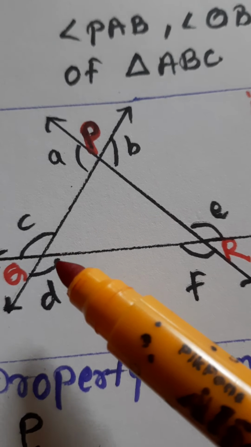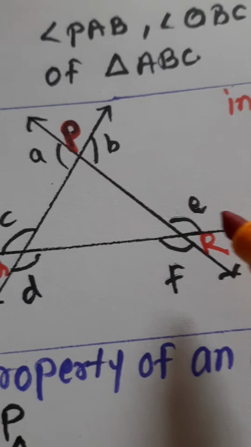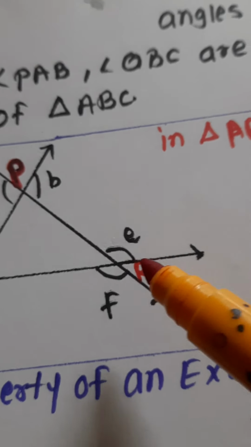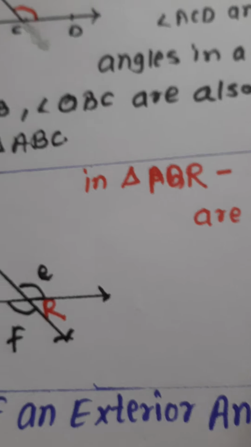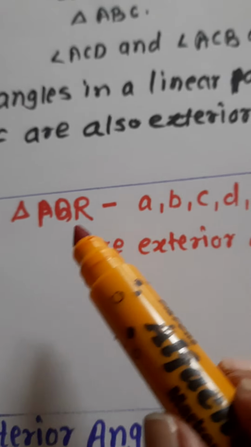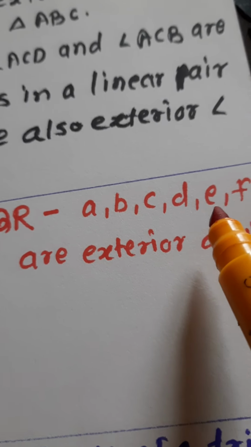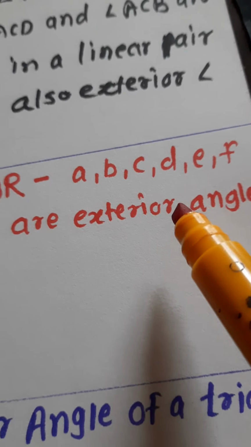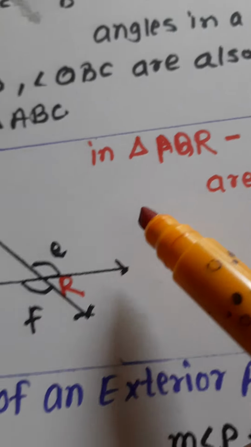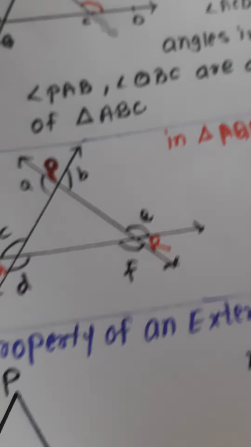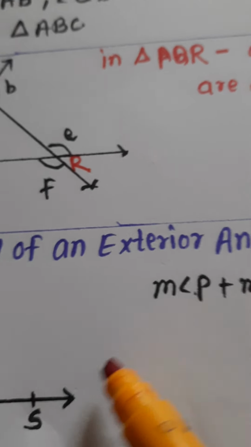They made these exterior angles AB, CD and EF. Listen, in a triangle there are 6 exterior angles, and here in triangle PQR, A, B, C, D, E and F are exterior angles of triangle PQR. Okay, now I will explain the property of an exterior angle.